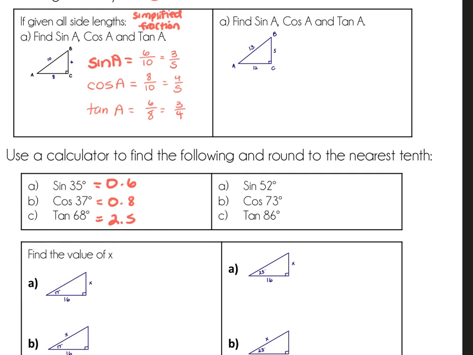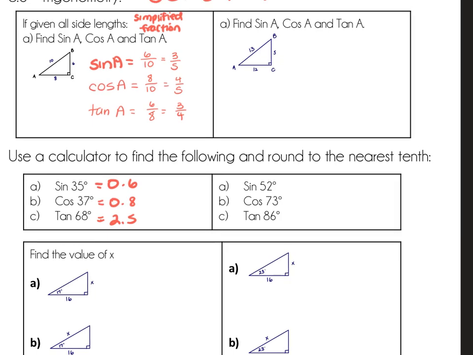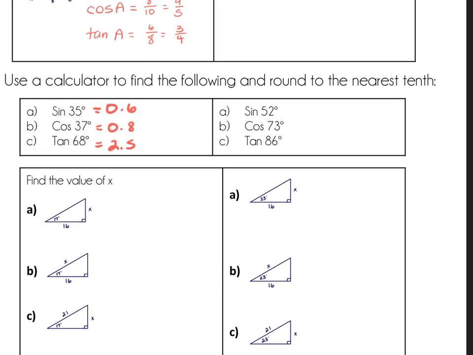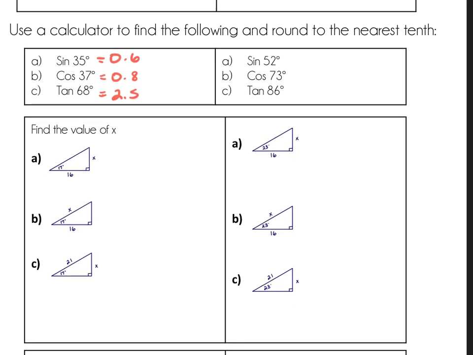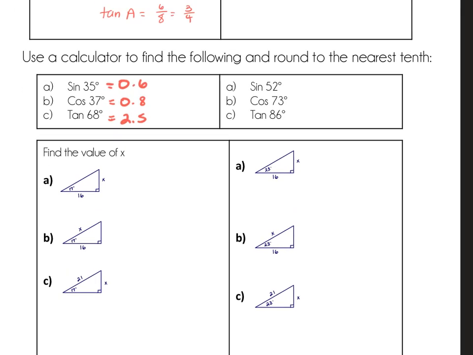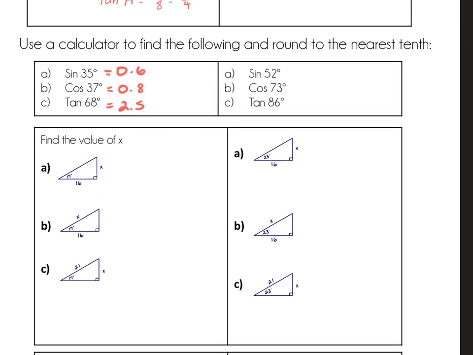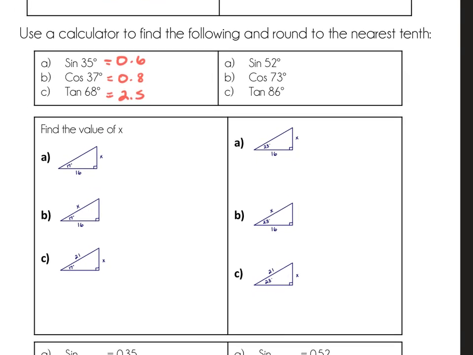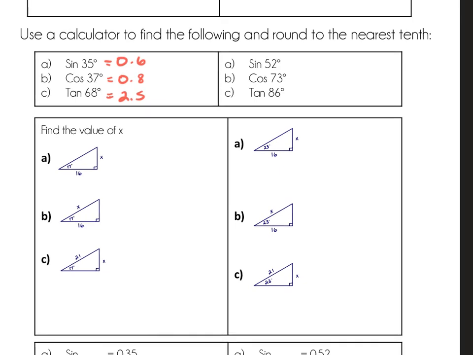Sine 35 equals. No, it's sine. Sine 35 should be 0.6, rounded.